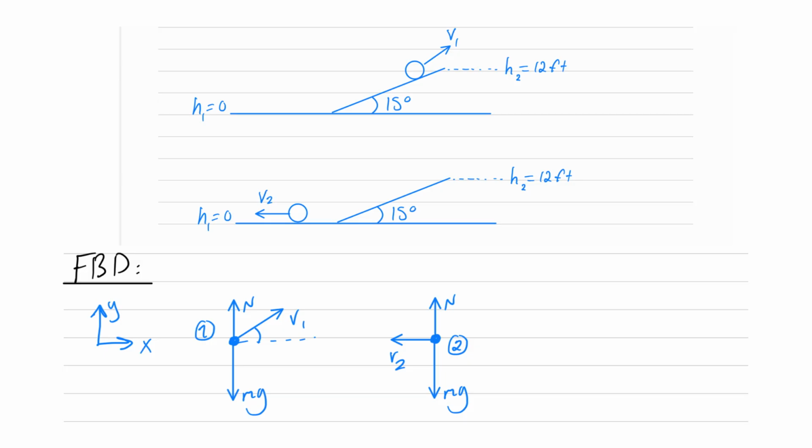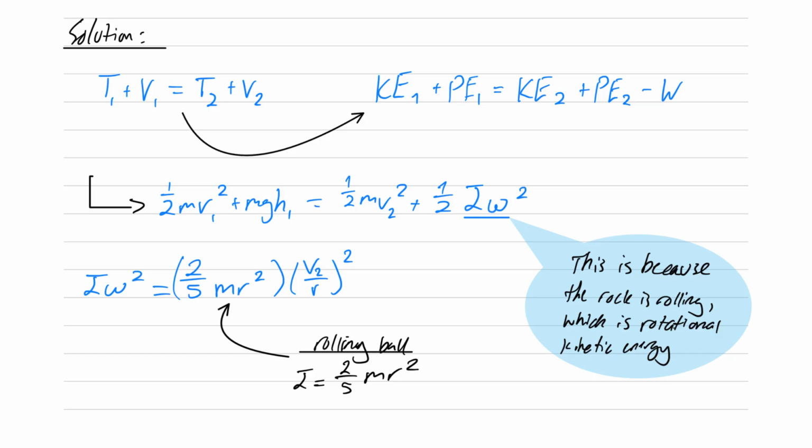As well as our free body diagram, the x and y axis is just a very standard one. We can see that the weight is pulling it down and the normal force is reacting while velocity is going up to the right. And then once it's down the hill, again, weight pulling it down, and normal force pulling it up, and velocity going left.